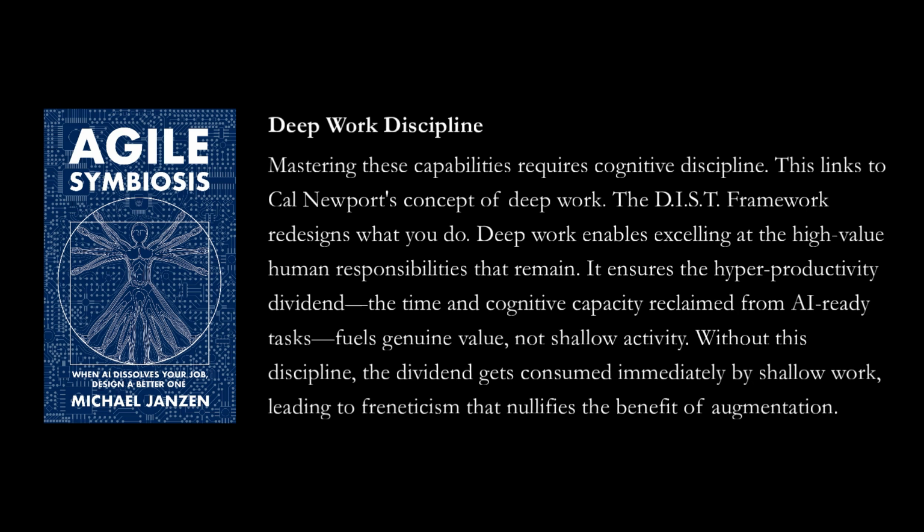Deep work discipline. Mastering these capabilities requires cognitive discipline. This links to Cal Newport's concept of deep work. The D.I.S.T framework redesigns what you do. Deep work enables excelling at the high-value human responsibilities that remain. It ensures the hyper-productivity dividend, the time and cognitive capacity reclaimed from AI-ready tasks, fuels genuine value, not shallow activity. Without this discipline, the dividend gets consumed immediately by shallow work, leading to freneticism that nullifies the benefit of augmentation.